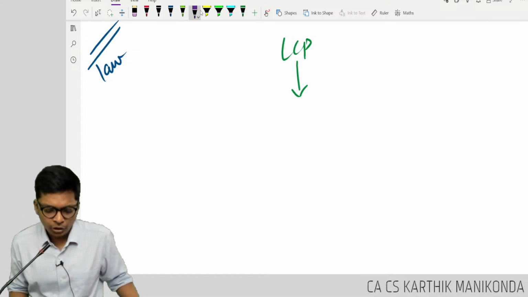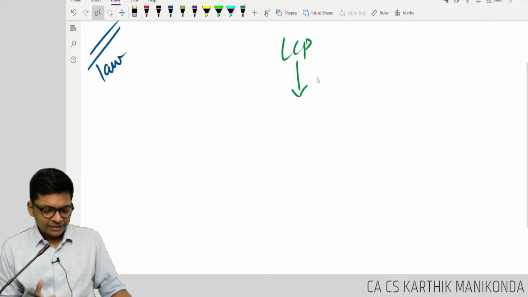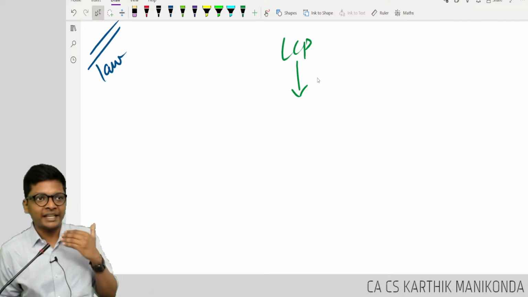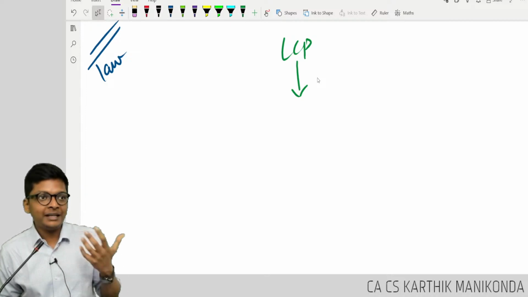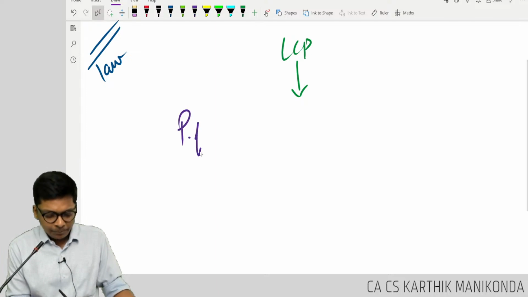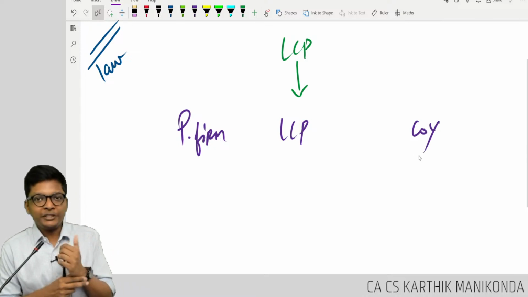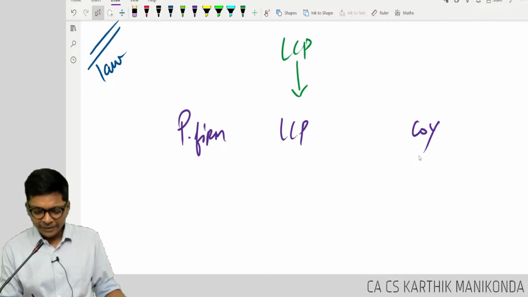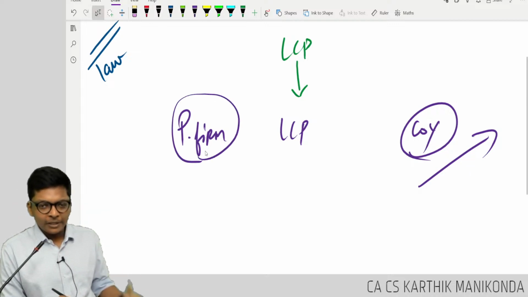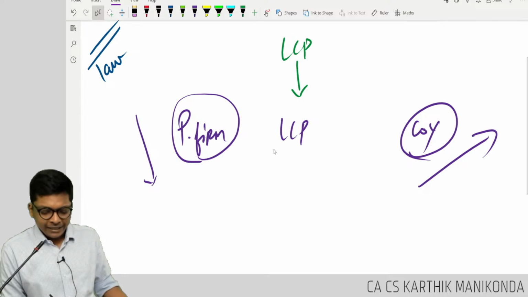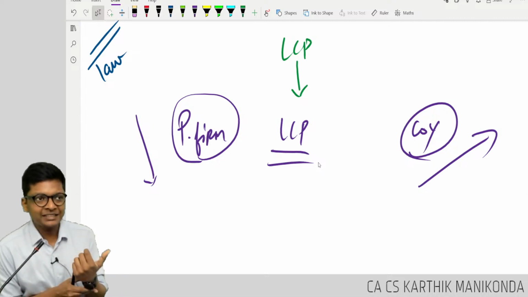Now we will start off with the most detailed procedure that we have in LLP, the big procedure. They have not tested it in foundation. They have tested in foundation questions like how to incorporate a partnership firm, but they have never tested how to incorporate an LLP. If you take these three, partnership firm, LLP and company, which incorporation would be most detailed? Company is the most detailed, of course, as you will learn or have already learned in Companies Act. Partnership firm will be the most simple procedure. So LLP will be somewhere between these two. Not as simple as a partnership firm, but not as detailed as a company.